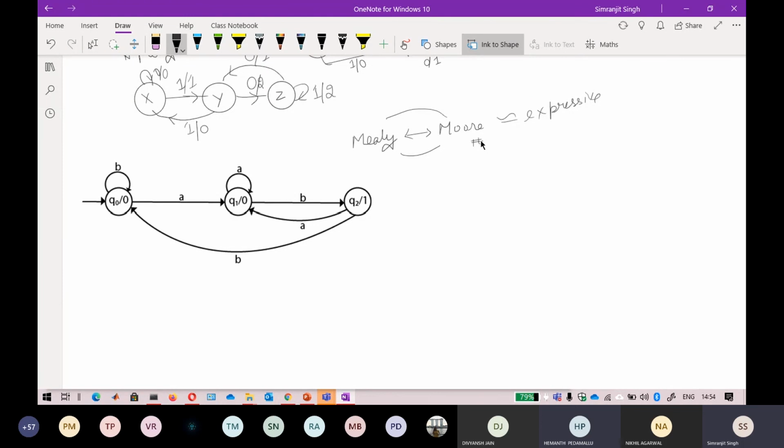Or are you asking any other question? Nothing, sir. I asked because you are saying conversion from Mealy to Moore, not Moore to Mealy. Similarly, you can do that also, right? Yes, we will do it. Moore to Mealy and Mealy to Moore, we will do both. Don't worry about that.